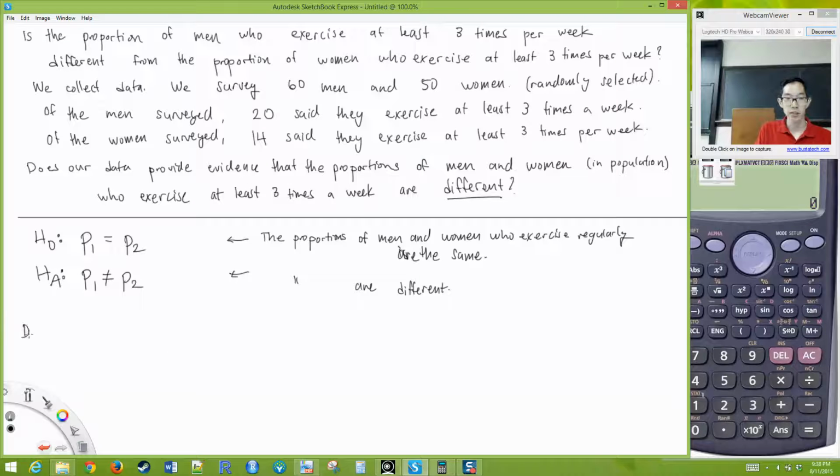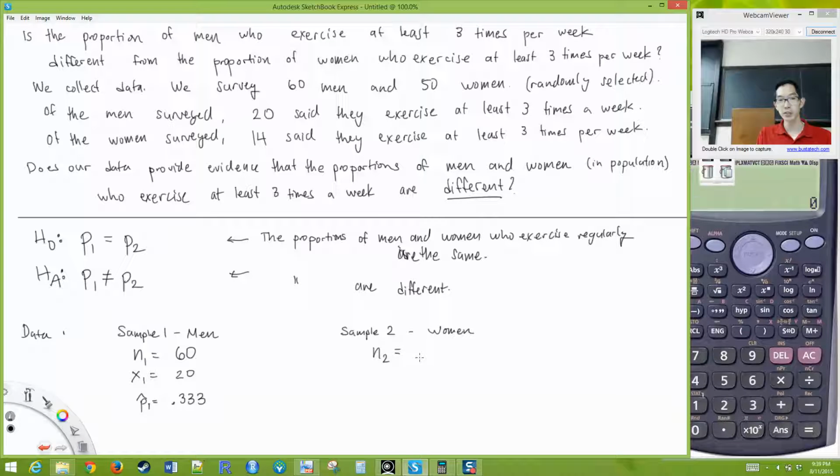Okay, let's look at our data. Okay, so sample 1, we will arbitrarily label sample men as sample 1, and sample 2 will be our women. Okay, what is N1? How many men did we survey? 60. How many said, yes, I exercise at least 3 times a week? 20. P hat 1 is 0.333. Is that okay?